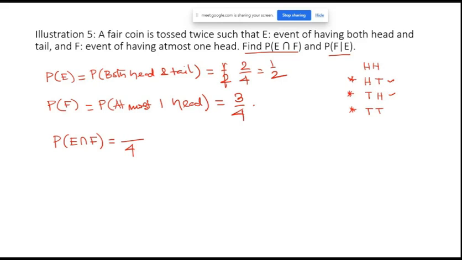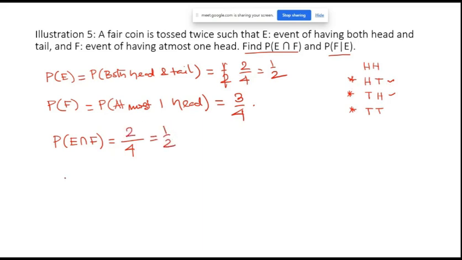So you see, this is having both head and tail, this is having both head and tail, and both of them are having at most one head. This case will not be considered because only tail has come, head has not come. When I write intersection, it means both conditions should be satisfied. So you can very easily find out, because of my marking, that these two cases are satisfying both the marks. So I have this as 2 by 4.